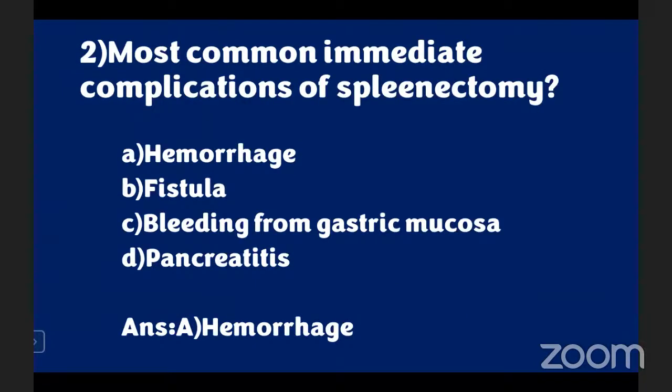Second one is the most common immediate complication of splenectomy. Option A, hemorrhage. Option B, fistula. Option C, bleeding from gastric mucosa. Option D, pancreatitis. So the answer for this question is option A, hemorrhage.